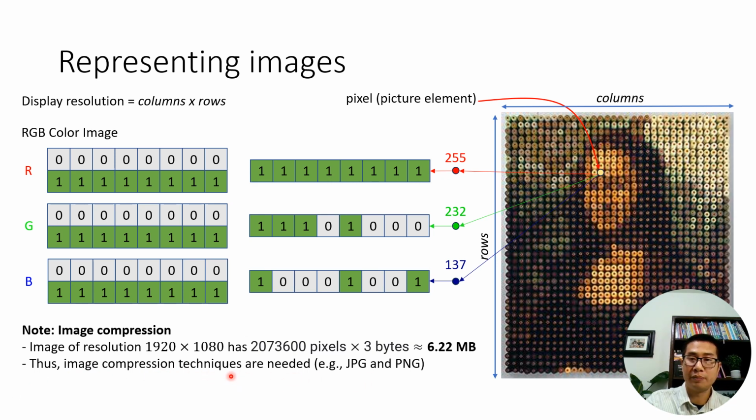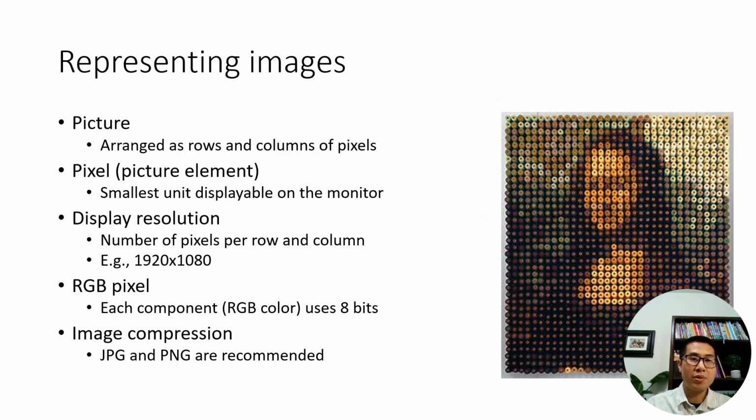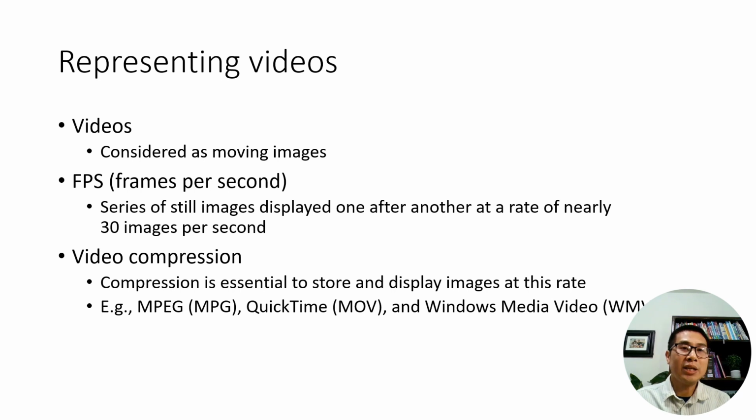We need to have this technique, and the common techniques include JPEG or PNG. Okay. So this is a summary of representing images. I just summarized them in text for you to read. So the next one is representing videos. Representing videos is simple. It's just representing multiple images at different timestamps, or we call them moving images.